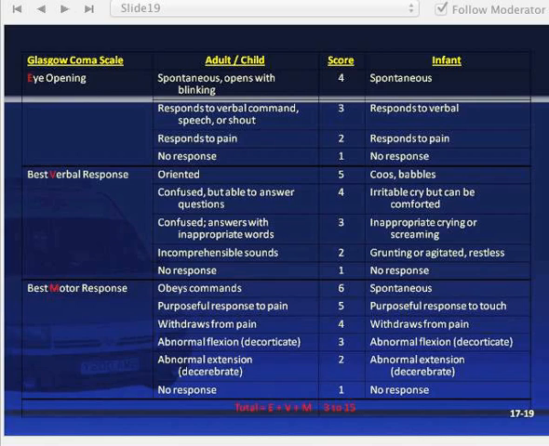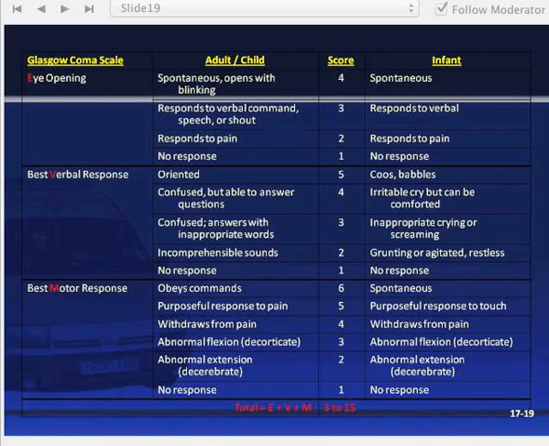And verbal responses can be 5, 4, 3, 2, 1. 5 being oriented, 4 being confused but able to answer questions, 3 being confused and answers with inappropriate words, 2 being incomprehensible sounds, and 1 having no response.